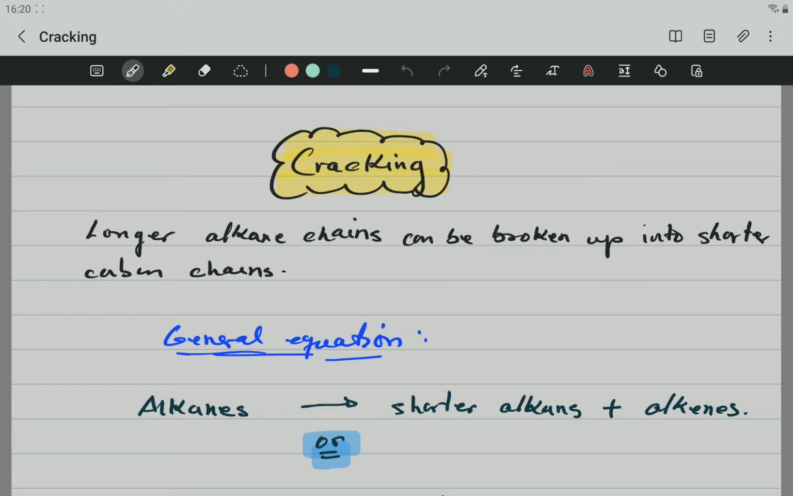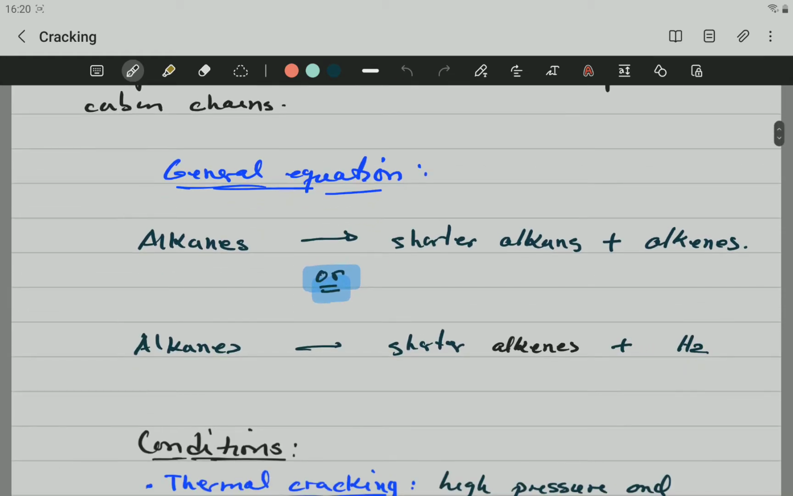That is when you take a longer alkane chain that can be broken up into shorter carbon chains. So you're going to take longer alkanes and break them into small pieces. Those pieces can either be shorter alkanes plus alkenes, as in the first option, where we cut longer alkanes into smaller parts, or they can also be shorter alkenes plus hydrogen. So this is the cracking general equation.